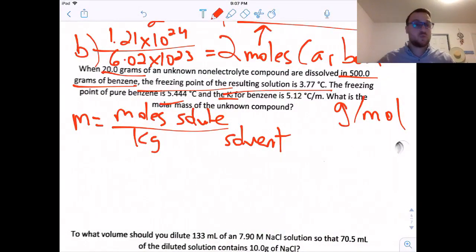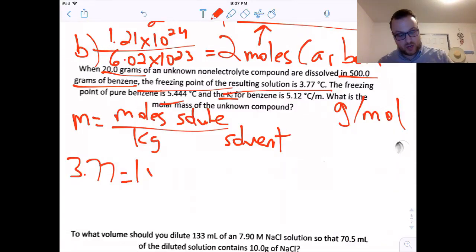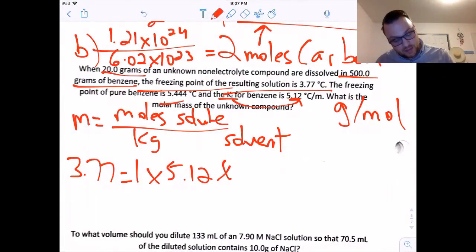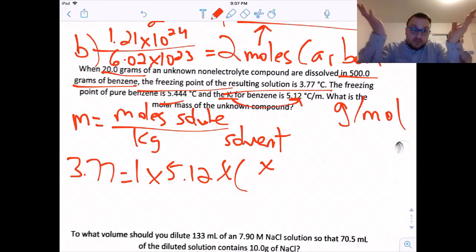So, it said the freezing point changed by 3.77. 3.77 equals i. It's not an electrolyte, which means it's not ionic. i is 1. Times 5.12 is my Kf. That's given. Don't be writing 1.86. I didn't give you water. Might not give you water tomorrow. Watch it. Times moles of solute over kilograms of solvent.